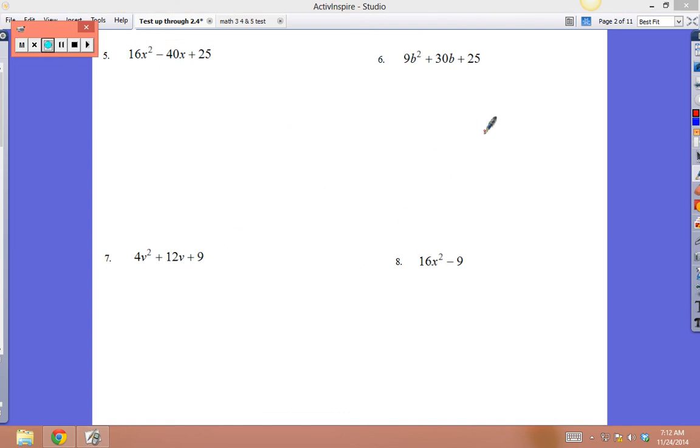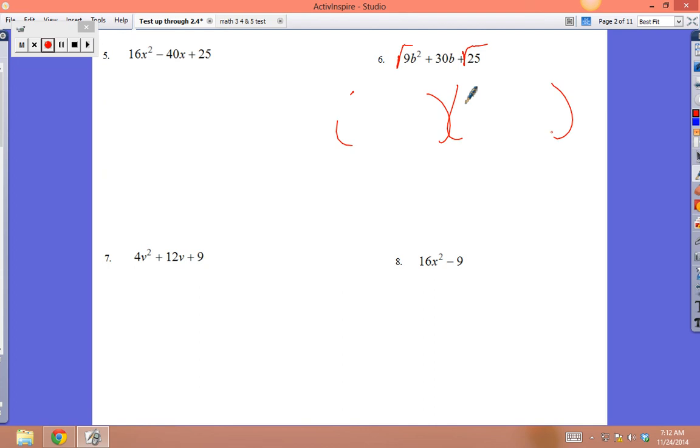Okay, you see number 6. Hopefully you see that 9 is a perfect square and 25 is a perfect square. So you don't worry about the middle, it's just the first and the last. If the first is a perfect square and the last is too, that's a special case. How they get the 9b squared is they do 3b times 3b. How they get the 25 is 5 times 5. And because my middle is a positive, it's going to be plus and plus.